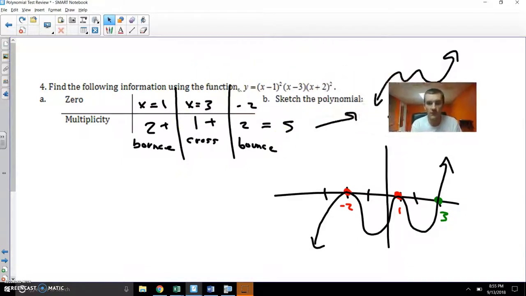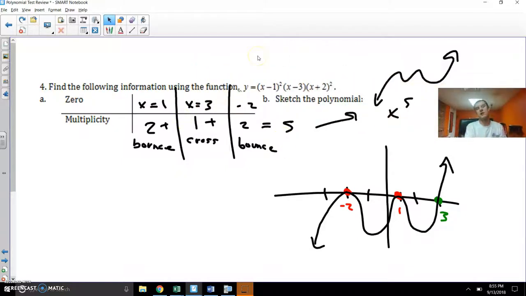Find the following information. So each of these I set equal to 0 and solved. So 1 minus 1 is 0, 3 minus 3 is 0, negative 2 plus 2 is 0. To answer the multiplicity part, I'm looking at the power that's outside of the parentheses. So the one that had a 1, 0 has 2 multiplicity. So does negative 2, but the one in the middle has a power of 1 since there's nothing written. So we can look at this and add up the multiplicity to understand it's a quintic.